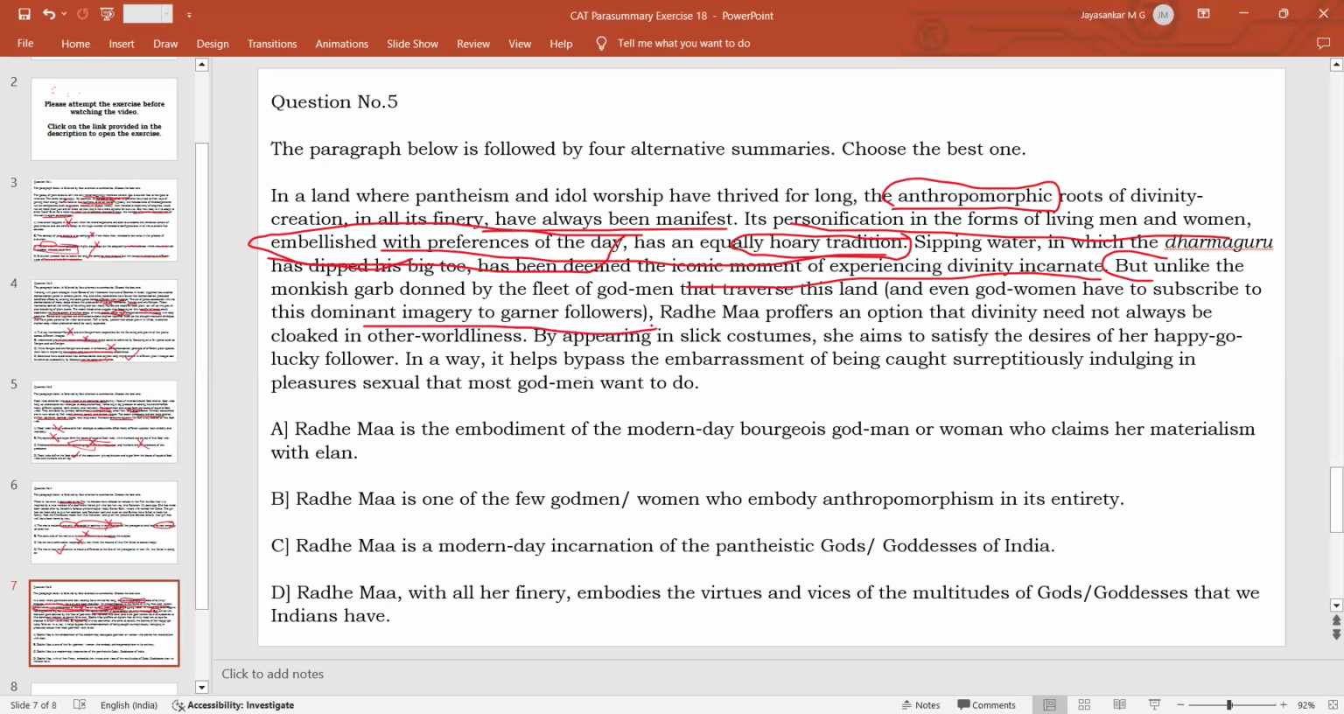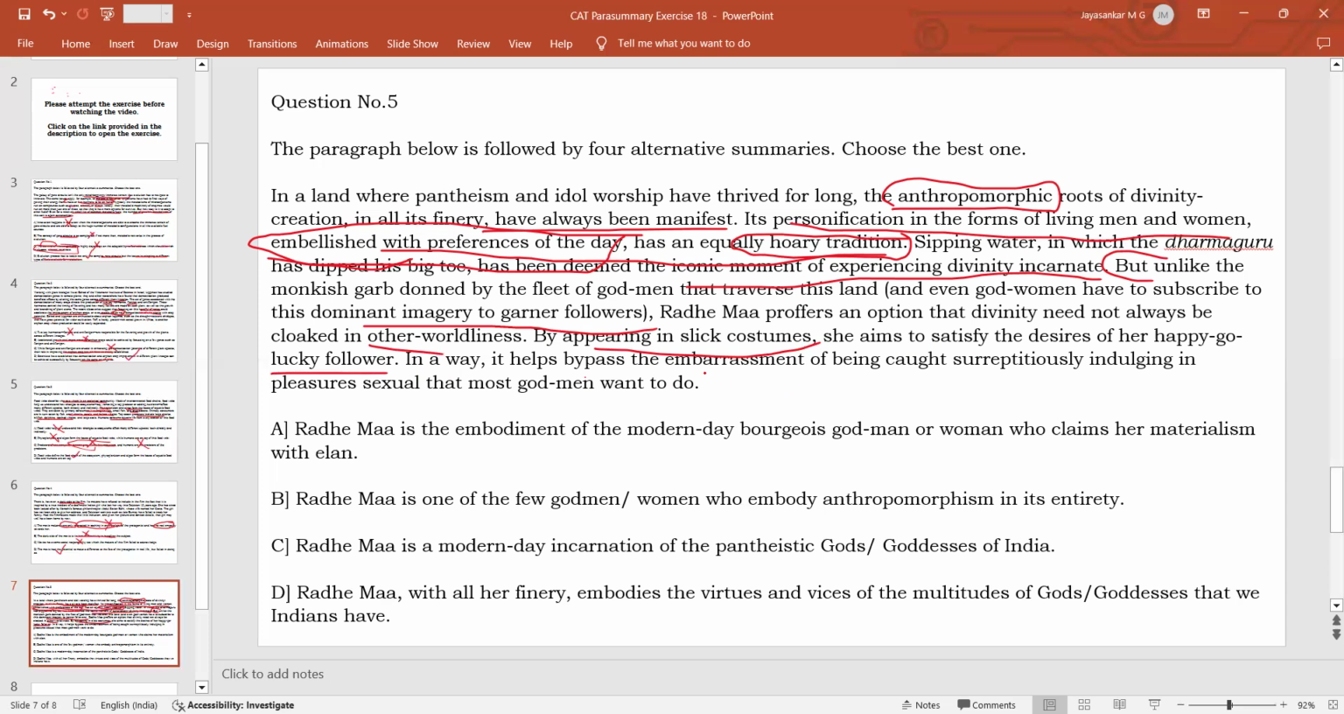So not just godmen, godwomen also dress themselves up in the form of monks to attract followers, because only then will people believe that they are representatives of God. But Radhema is a different godwoman in the sense that she does not believe in this kind of dressing in the form of otherworldliness, meaning dressing as a monk. She dresses in slick costumes. Instead, she dresses in fashionable clothes, and she is thus satisfying the desires of her ordinary happy-go-lucky follower.